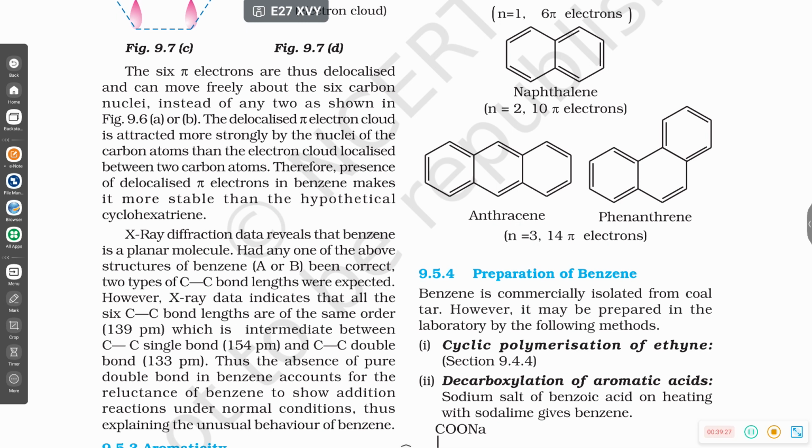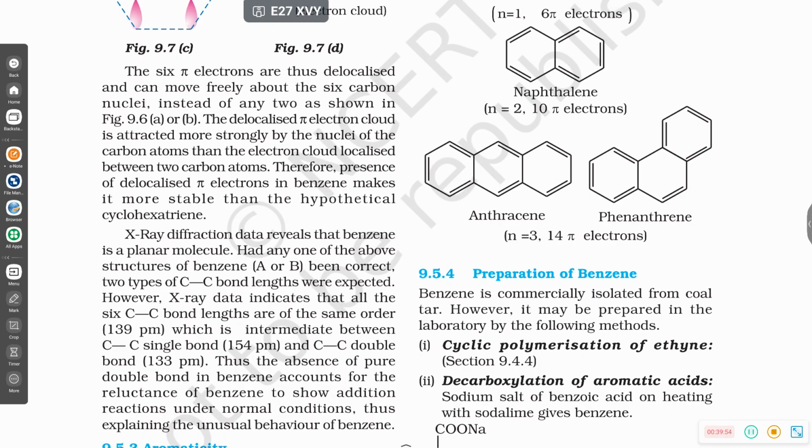So what will come here? Resonance. What is resonance? A molecule can be written with two or more structures, and none of these structures explains all the properties. A structure which explains all the properties is the hybrid. That is the reason we write the alternate double bonds in the middle, because they are not stationary.